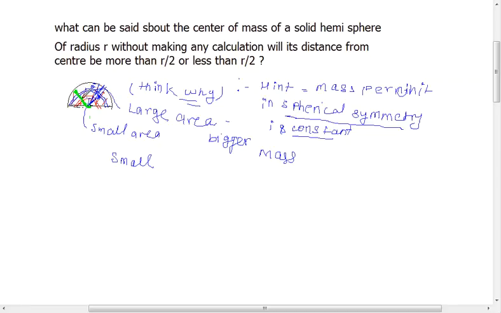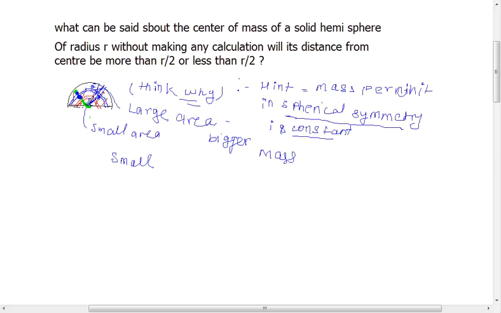If mass were uniformly distributed along this rod, then its center of mass would be at the midpoint. Let me mark it with this color. This point would be the center of mass, at a distance r by 2 from the center. But more mass is concentrated here, so it is somewhere here.